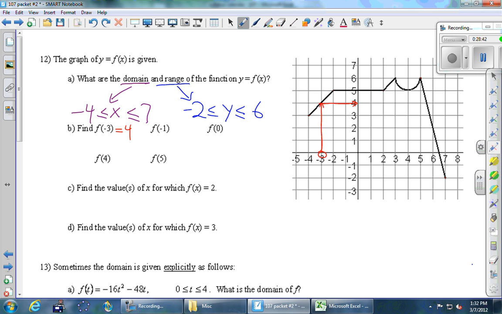Can you guys try the rest of B as well as C and D? Lots of chatter with your neighbors.